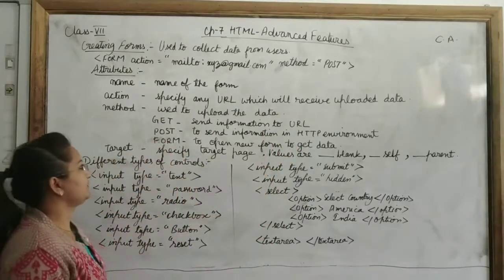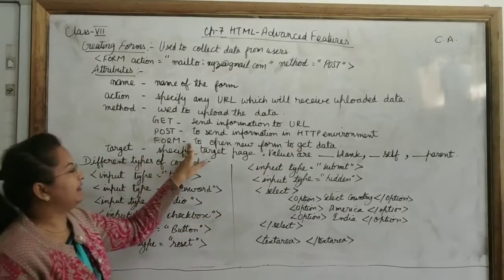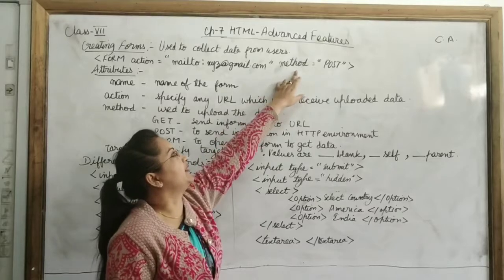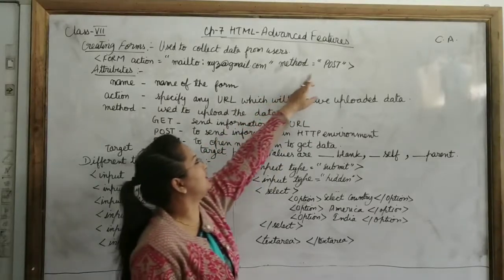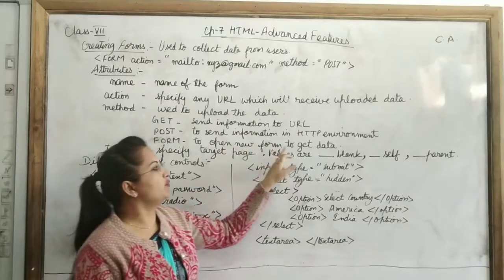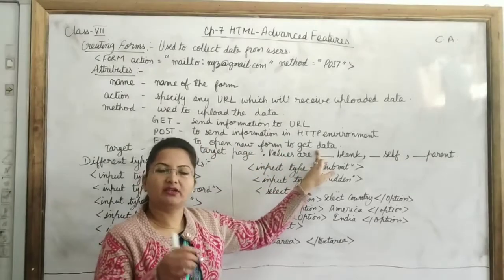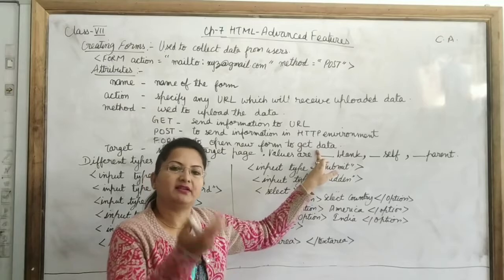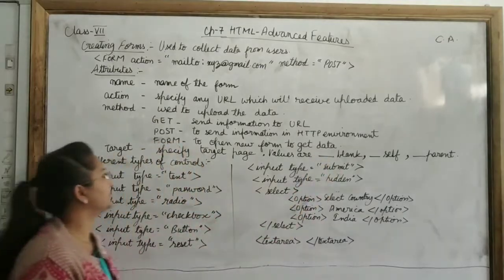Now form. If we are mentioning form over here in the method, if we write method form, then what will happen? It is used to open a new form to get the data. The new form will be opened where the data will be received.